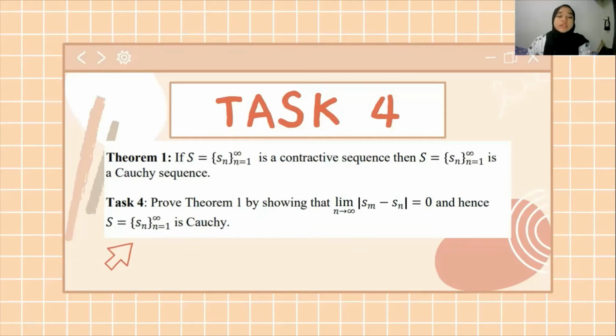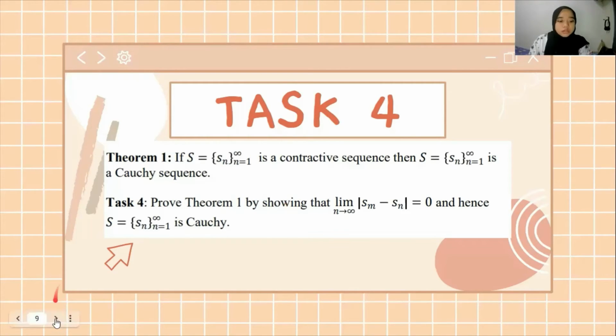Okay, the question for task 4 is to prove theorem 1, which states that if the sequence Sn, from n equals 1 until infinity, is a contractive sequence, then the sequence is a Cauchy sequence, by showing that the limit as n goes to infinity of modulus Sm minus Sn equals 0, and hence the sequence is a Cauchy sequence.